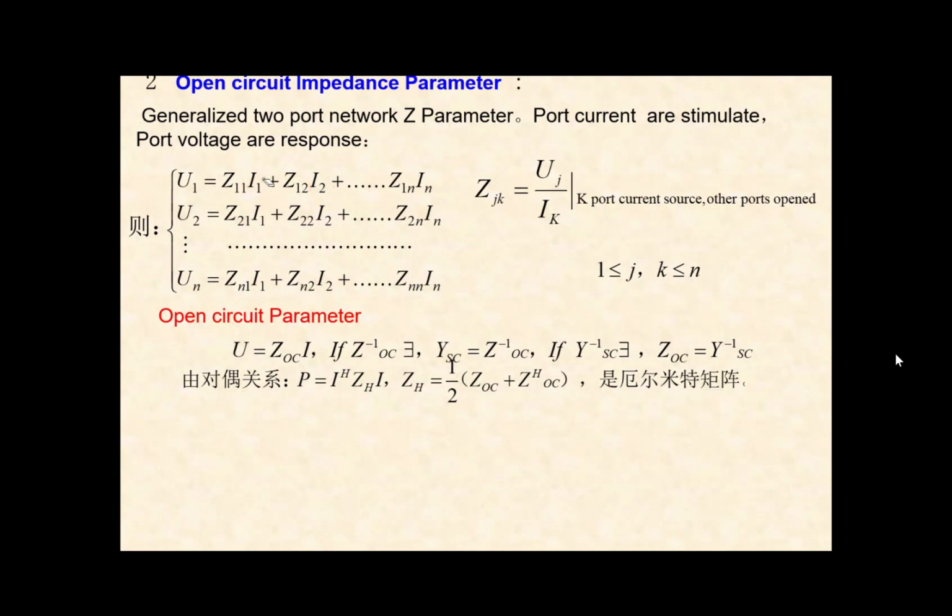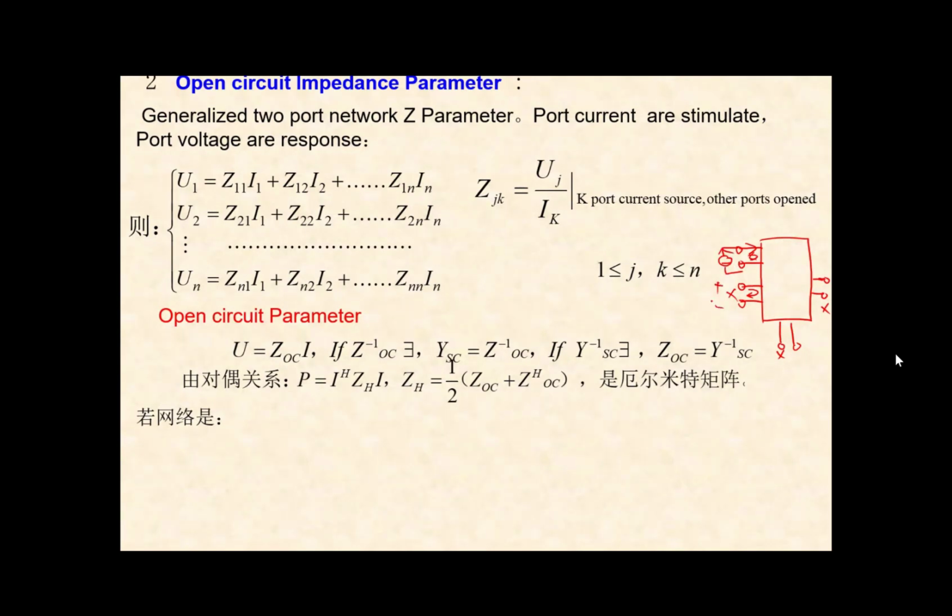For Z11, for example, we try to calculate. This is port 1, this port 2, this port 3, this port 4, with currents I1, I2. At first, we assume I2, I3, IN are 0. That means they are open, and only the source I1 is here. And then calculate U1, U2.